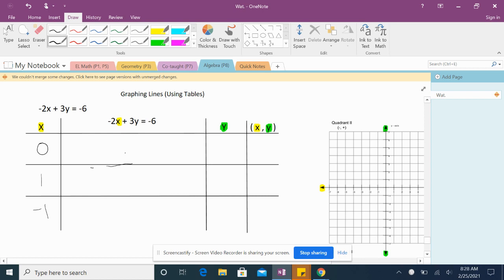This video is on graphing lines using tables, part 3. Este video es sobre graficando líneas usando tablas, parte 3.